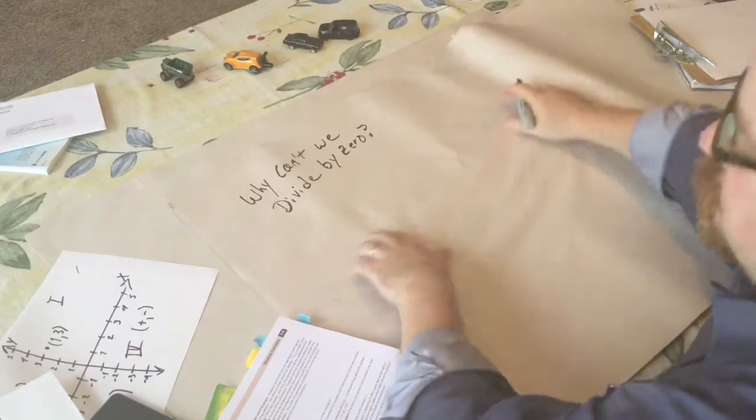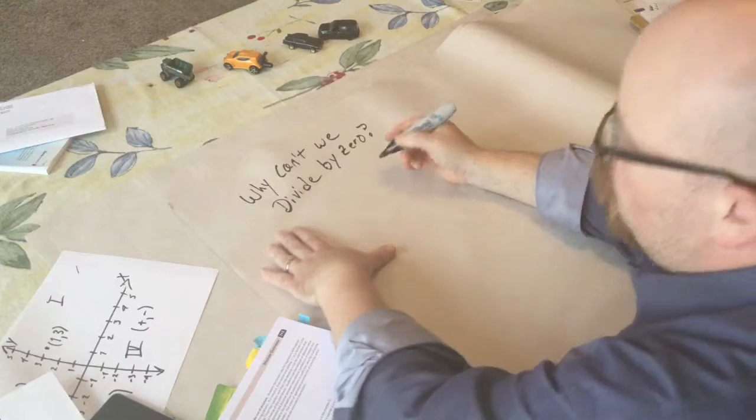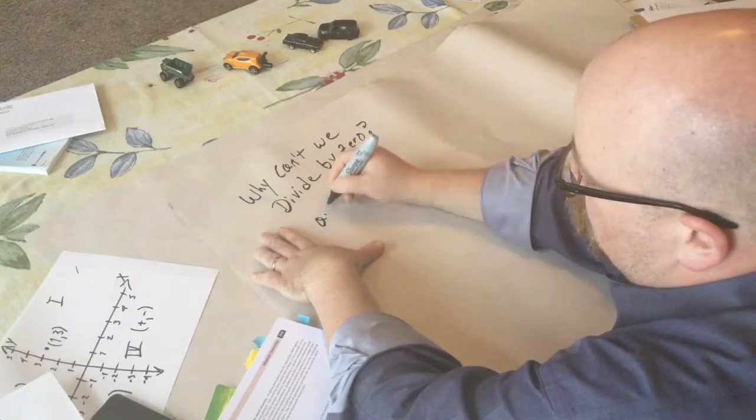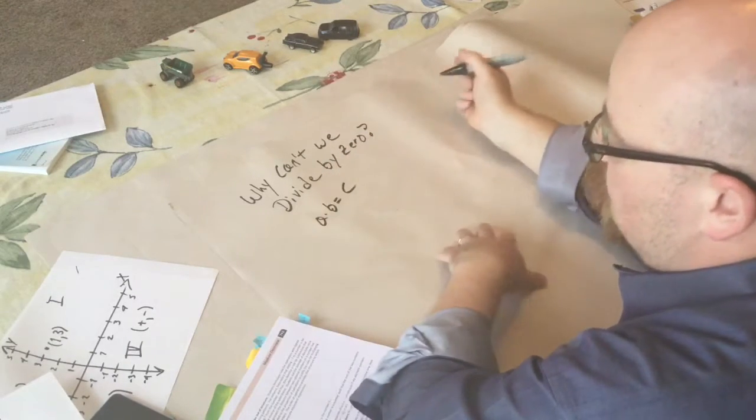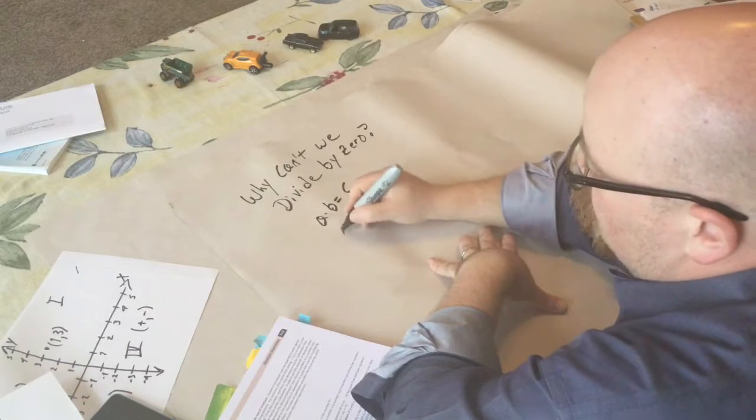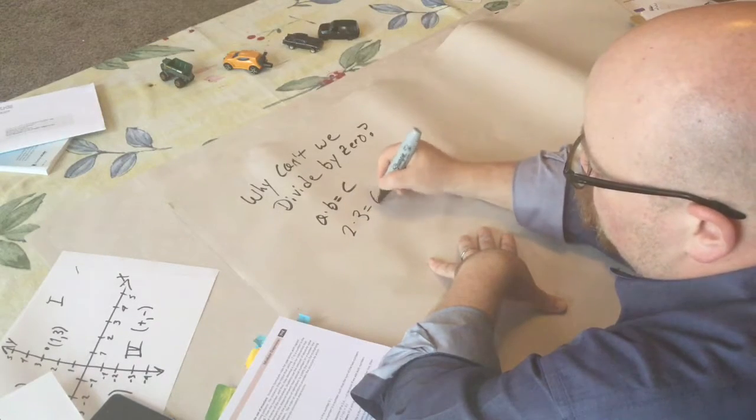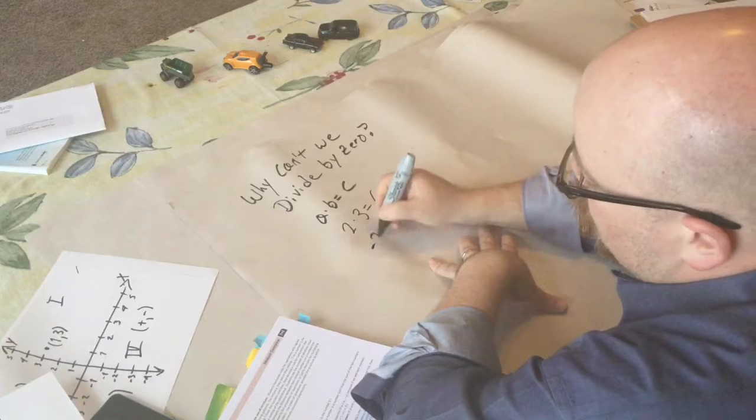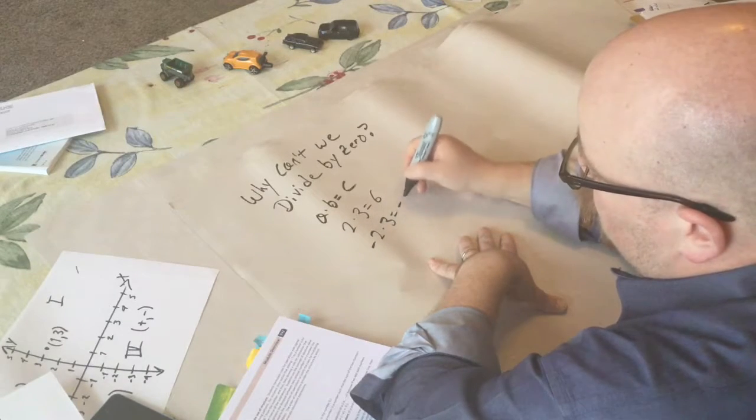Let's talk about why we can't divide by 0. All right, so when we multiply two numbers together, we say A times B equals C. And we see this is true when we do something like 2 times 3 is equal to 6, or even negative 2 times 3 is equal to negative 6.